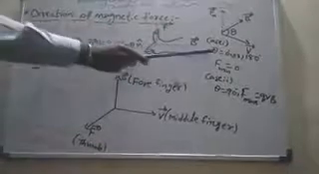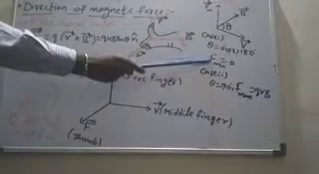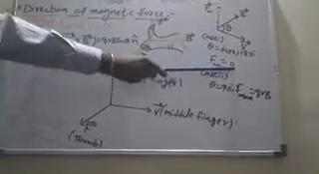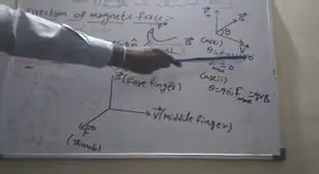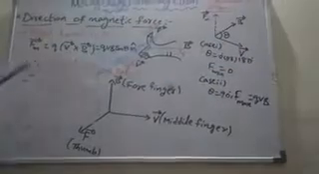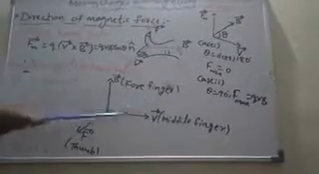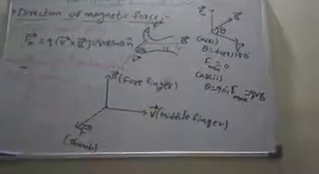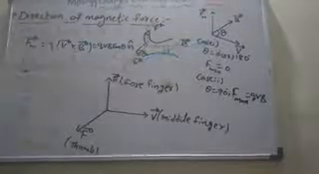If the velocity of the charged particle and the magnetic field are parallel, theta is equal to 0. What is the magnetic force acting on it? Minimum magnetic force. How much is it? 0. If the angle between the velocity of the charged particle and the magnetic field is 180, both are anti-parallel to each other. Suppose the velocity is along the x-axis and the magnetic field is along the negative x-axis. In that case theta is equal to 180, and the minimum magnetic force acts on the charged particle.